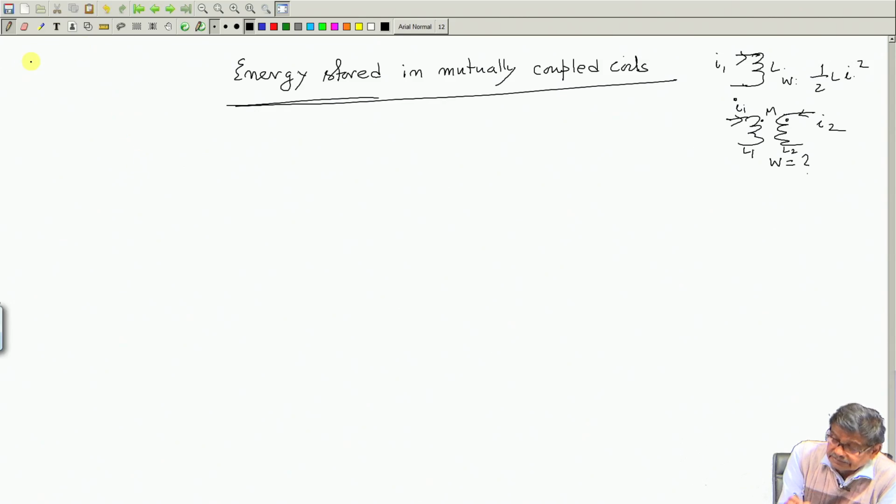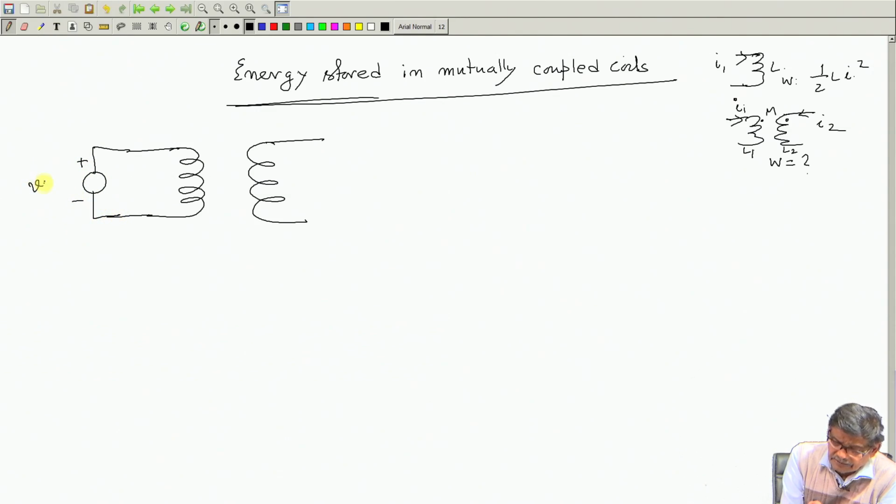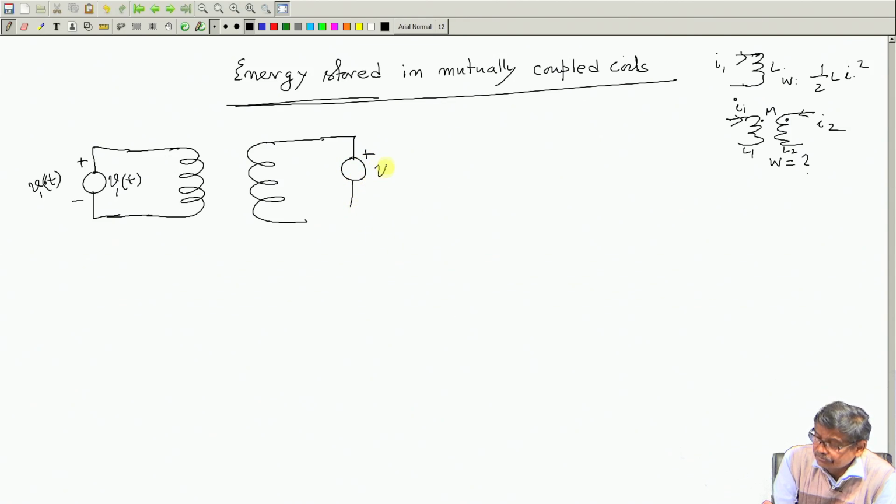Now, this is in an interesting way we can do it. Suppose these are the two coils, okay? And suppose here I have connected a voltage source V1(t), and let us assume these inductances are having no resistance. So, this is V1(t), and here also I have connected a voltage source V2(t).